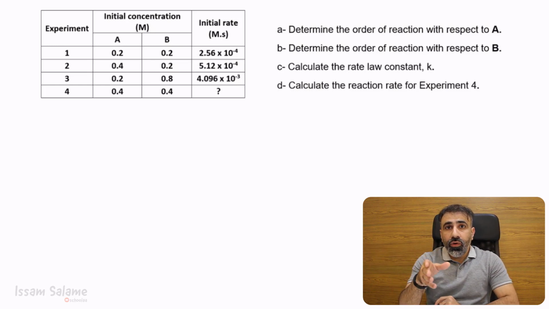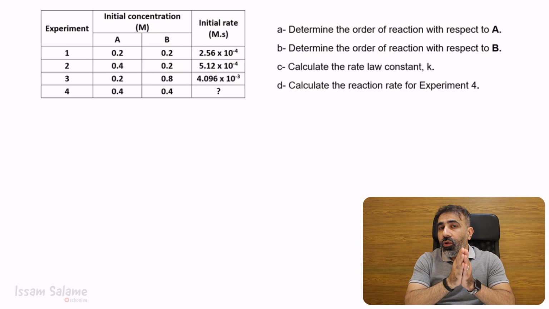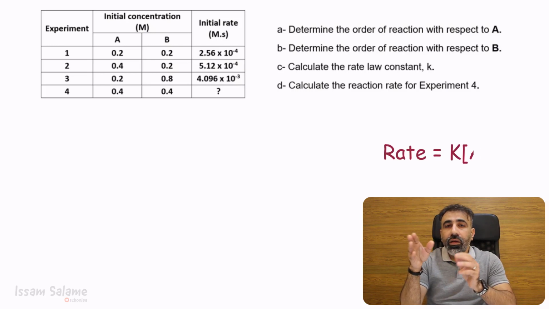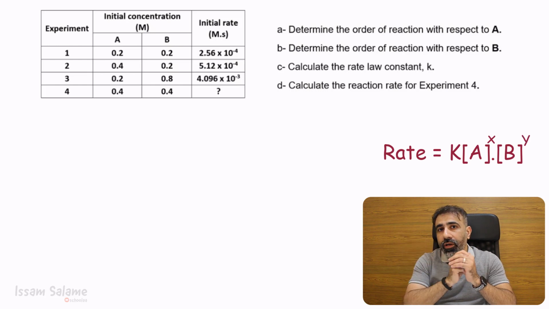I want to find the order with respect to A, I want to find the order with respect to B, and I want to find K. Also, I want to find one of the rates. Here we have to agree on something, that the rate law is equal to K times concentration of A to the power X, concentration of B to the power Y.